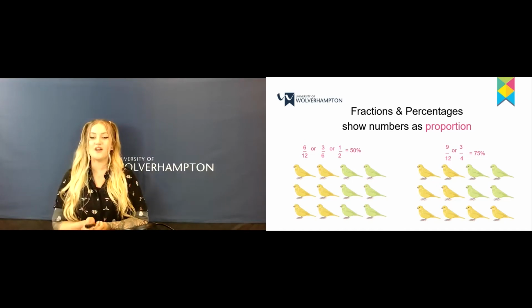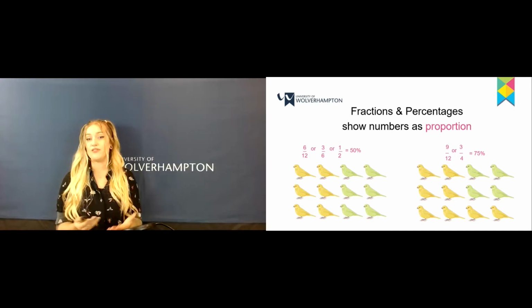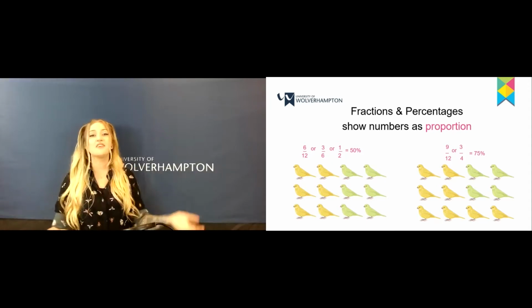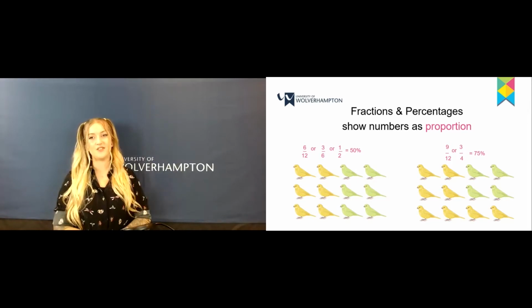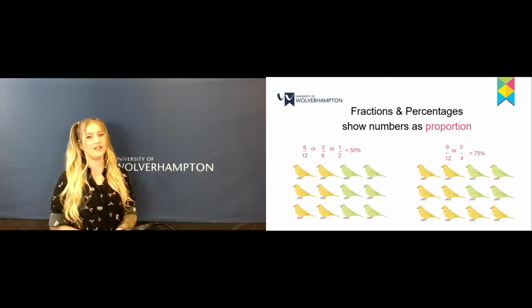Using our second example, we can see we have 9 canaries out of 12 with yellow feathers. So as a fraction, that is 9 over 12, and again cancelling it down is 3 out of 4, which is 75%. So now I'm going to show you how to actually work out harder percentages.